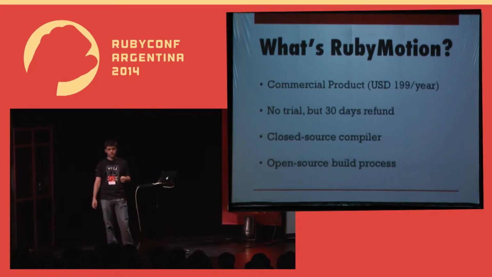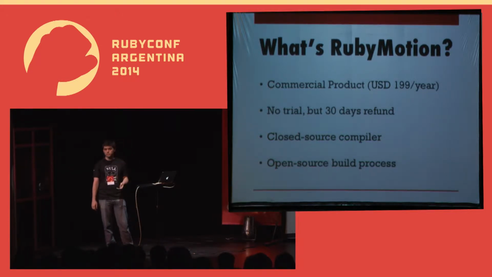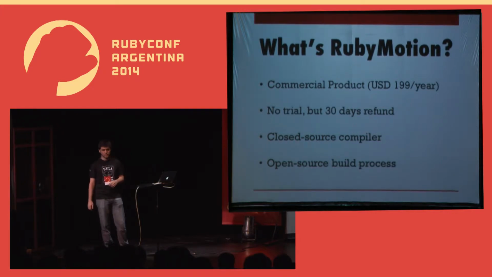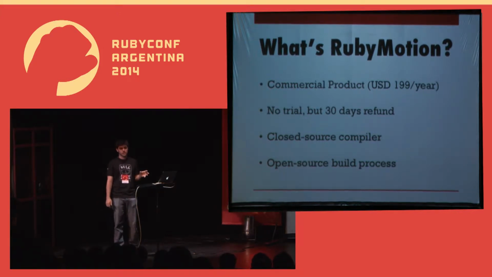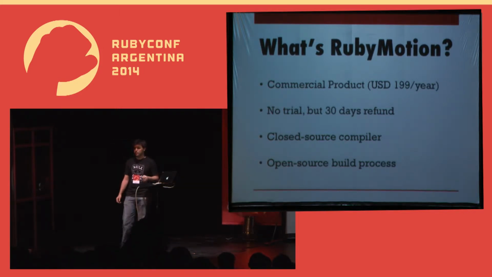The license costs $199 a year to maintain the updates and new versions. It doesn't have a free trial to test the product. You just have to buy the license ahead of time, but their policy is that if you don't like the product, in 30 days you get a refund. You're paying for a closed source compiler that turns Ruby code into native code.